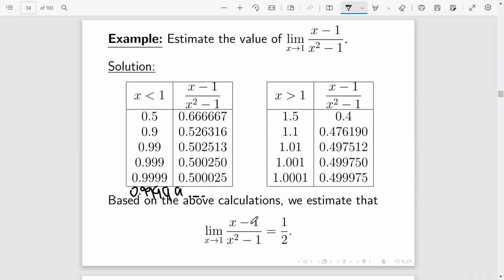So because that's what we see in these calculations, we can say that the limit as x approaches 1 of (x minus 1) over (x squared minus 1) is equal to half. Remember that half is 0.5, which is what we get from our calculations here.